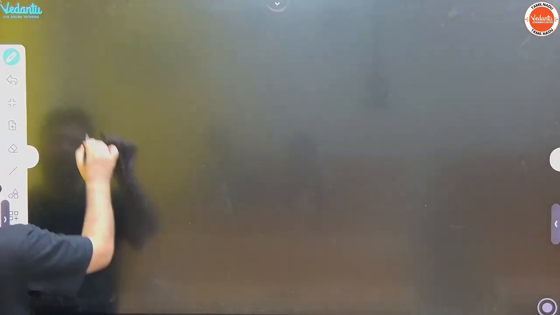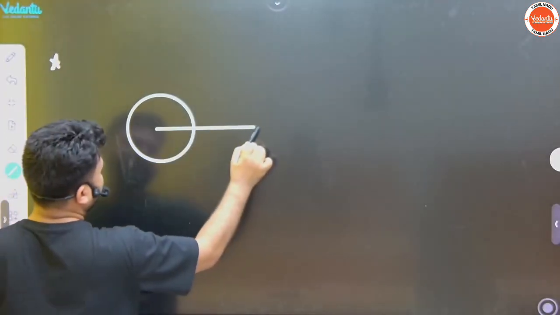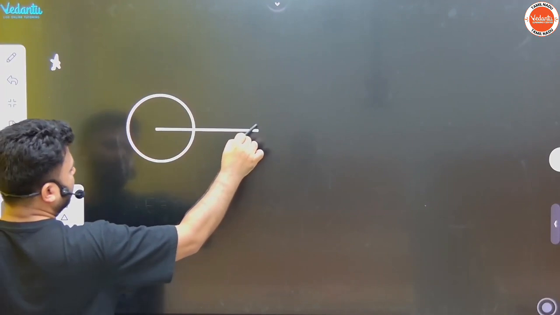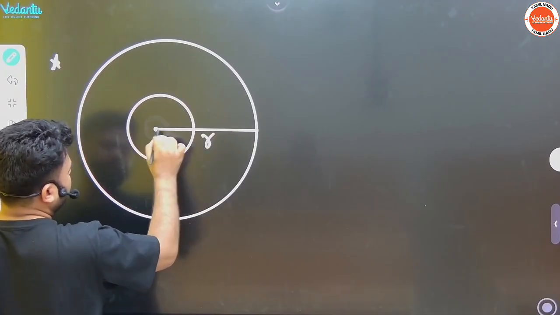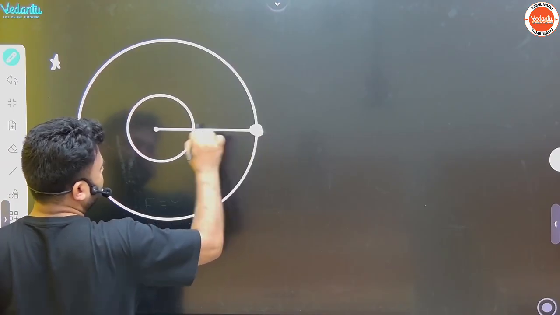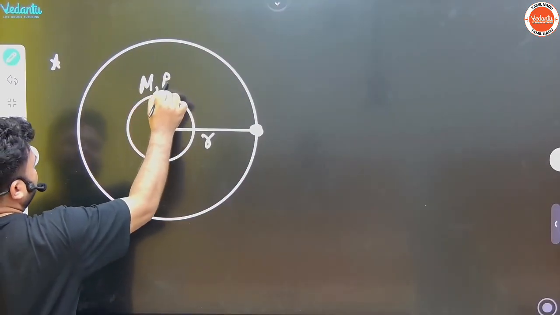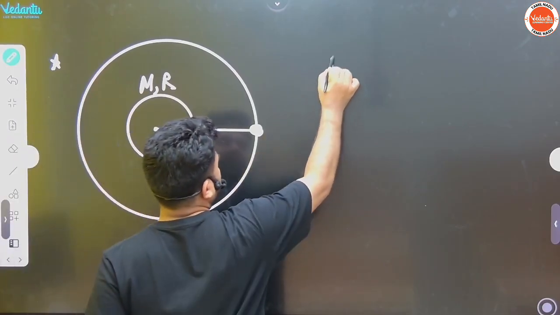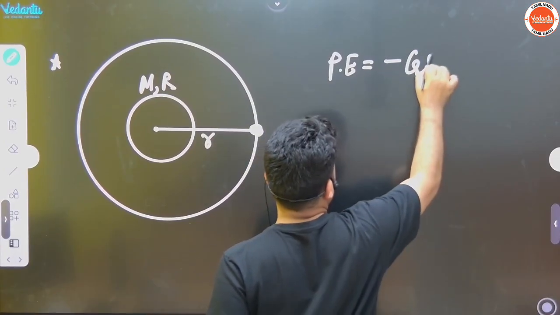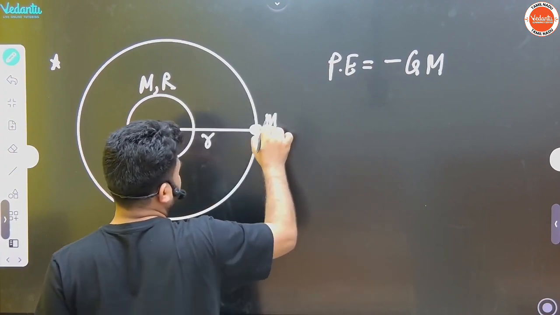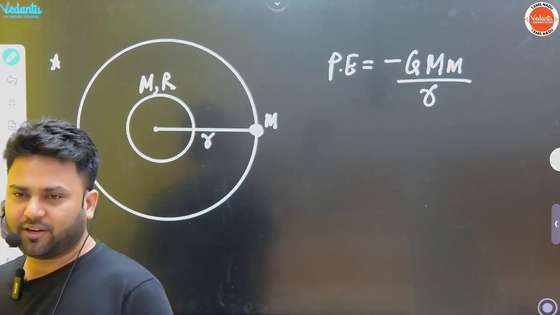See, next is, like suppose this is earth and this is any satellite which is revolving around the earth, and the distance of this satellite from the center of the earth is r. M is the mass of the earth, r is the radius of the earth. If I ask what is the potential energy of the system, potential energy basic formula we know, minus G m1 m2 by distance between them, that is r. This is the potential energy of the earth and satellite system.